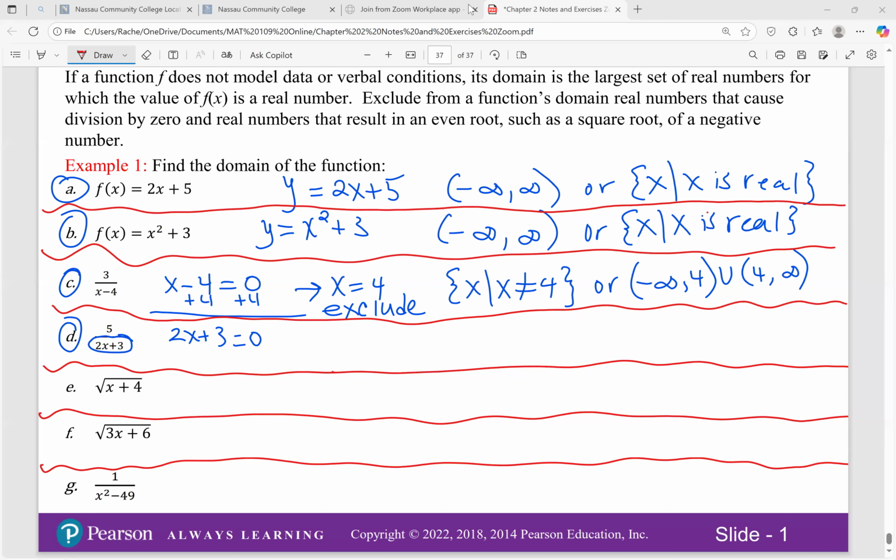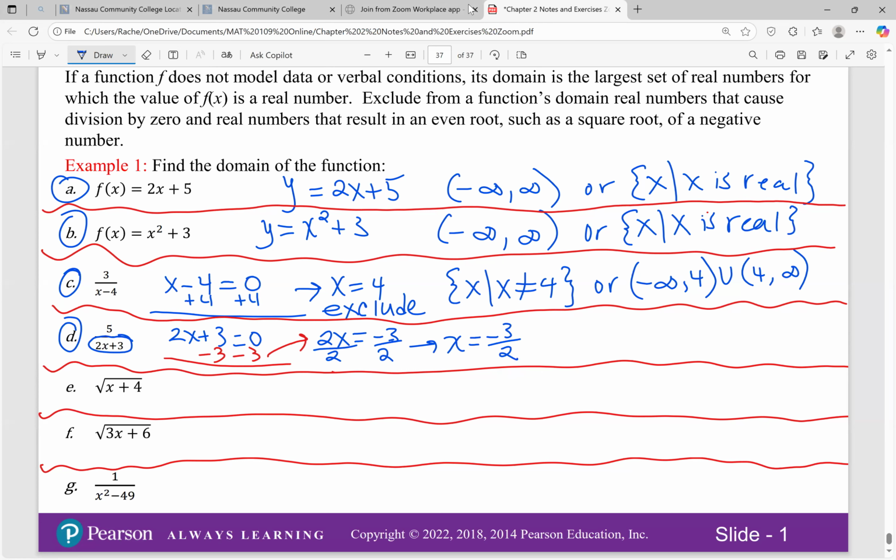Okay, so when is 2x plus 3 going to equal 0? 2x plus 3 is going to equal 0 when x is equal to, so let's solve this, right? So we're going to subtract 3 from both sides. And we're going to get 2x equals negative 3 and then divide by 2, right? So we're going to get x equals negative 3 halves.